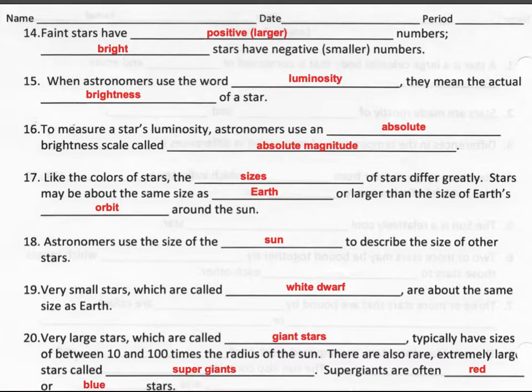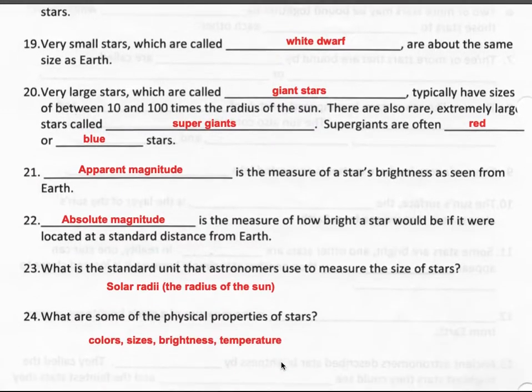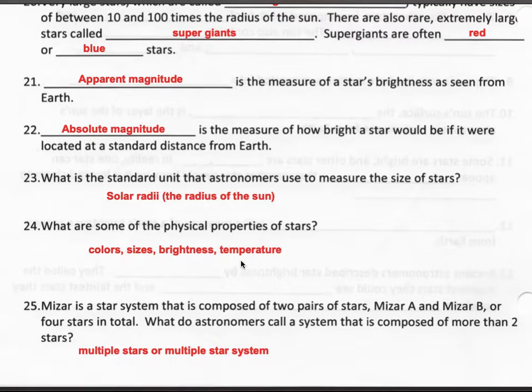Number 19, very small stars, which are called white dwarf, are about the same size as Earth. So those are much, much smaller than the Sun. Very large stars, which are called giants, typically have the size of between 10 to 100 times the radius of the Sun. There are also extremely large stars called supergiants. Supergiants are often red or blue stars. Number 21.